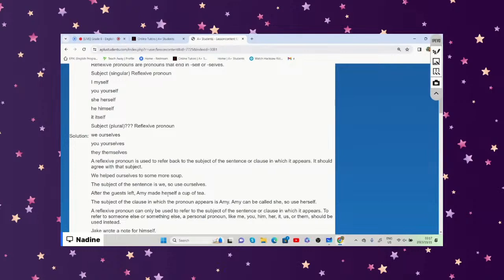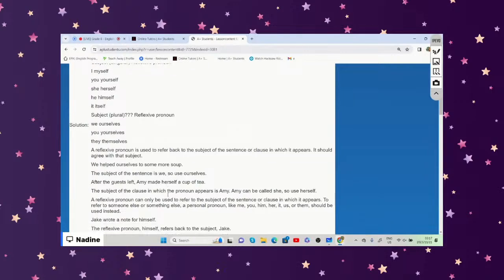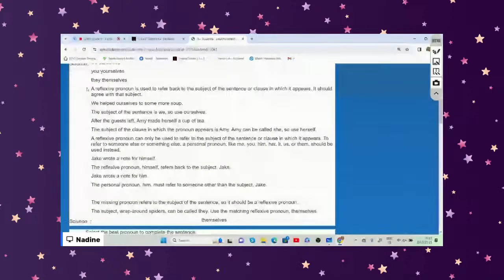And now, a reflexive pronoun is used to refer back, like we said, to the subject of the sentence or clause in which it appears, right? And we made mention of that. And we say that it should agree with the subject. And usually you will find the subject at the beginning of the sentence.